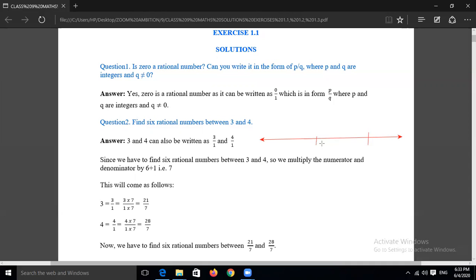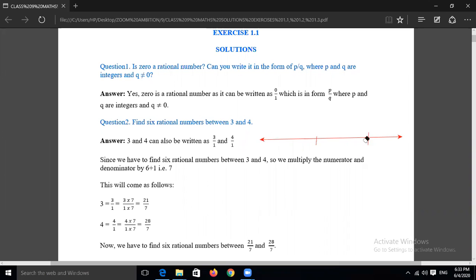In this way, we can also write 3.15, 3.16, 3.17, whatever we want. But it should be greater than 3 and less than 4. So many rational numbers are present between 3 and 4. But here we will apply some method to get them.